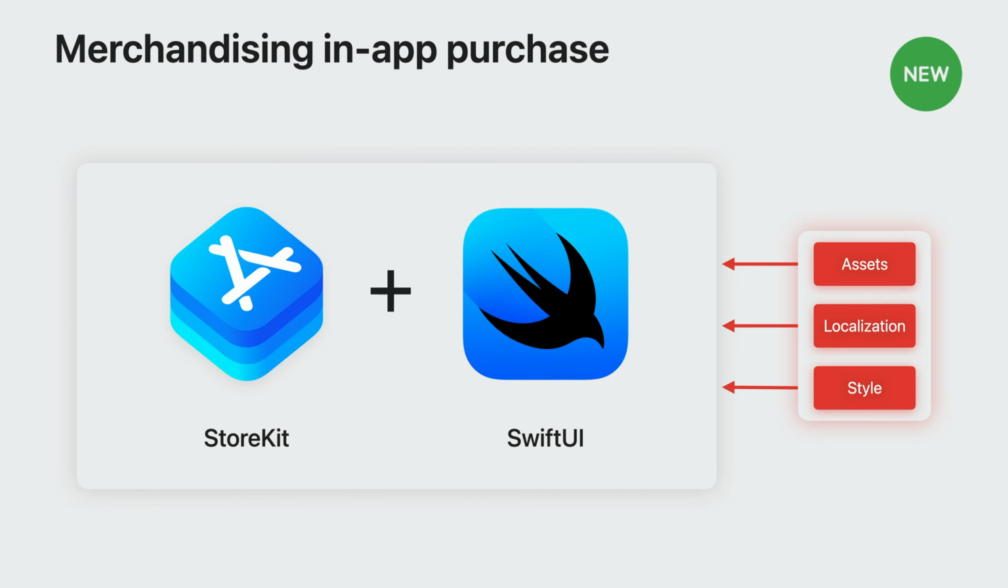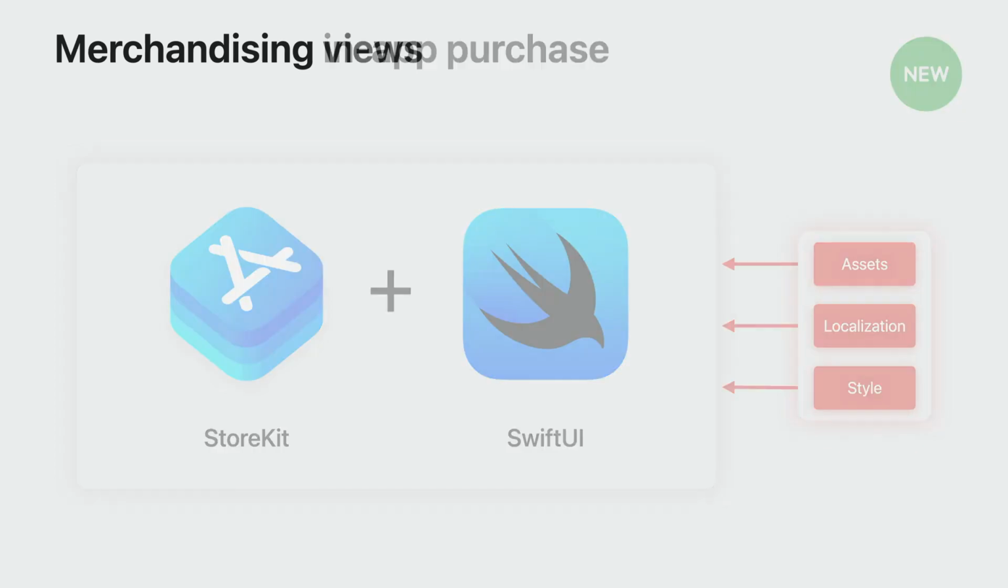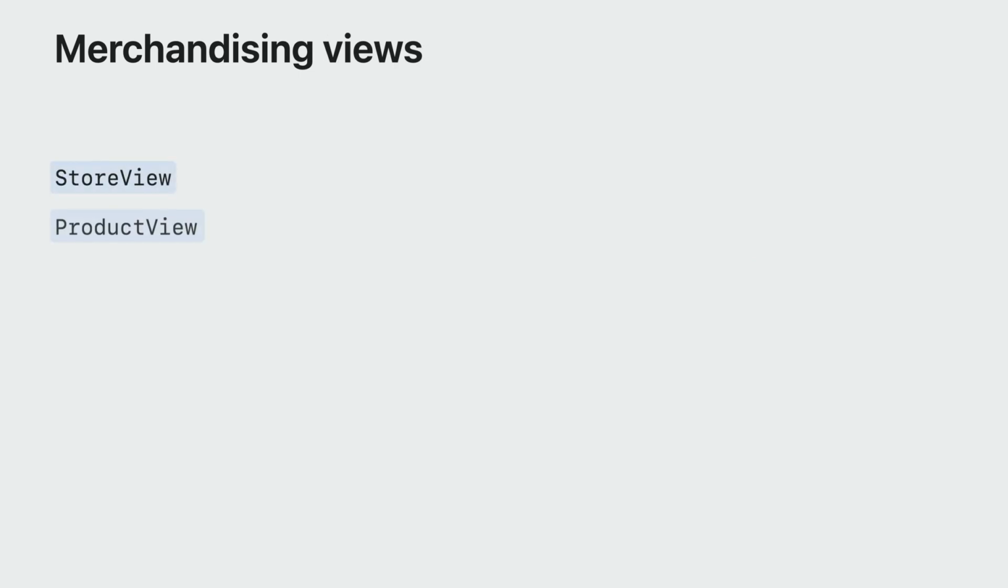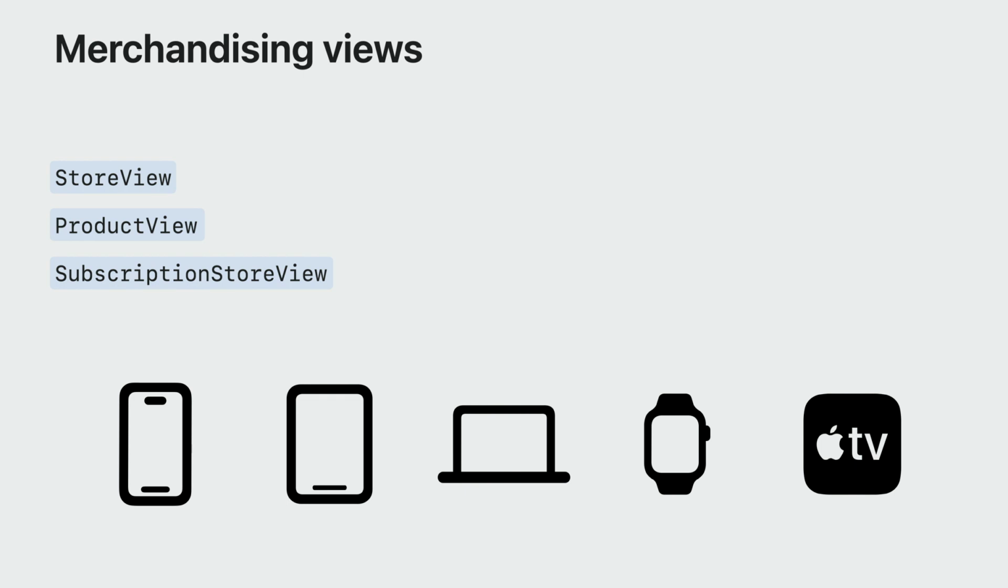You just declare what you want the merchandising experience to be, and the system puts your declarations into action behind the scenes. The Store View, Product View, and Subscription Store View are new views to get you up and running merchandising faster than ever. These views abstract over the data flow from the App Store and display system-provided UI to represent your in-app purchases. You can even use SwiftUI APIs you're already familiar with to customize how these views integrate with your app. Just like SwiftUI, these new views are supported on all platforms, so merchandising in-app purchase will be easier than ever on iPhone, iPad, Mac, Apple Watch, and Apple TV.